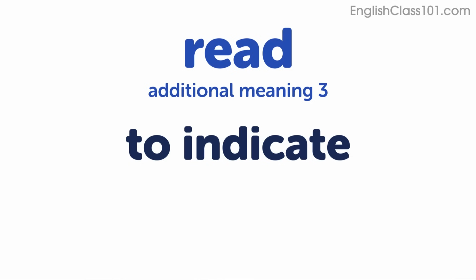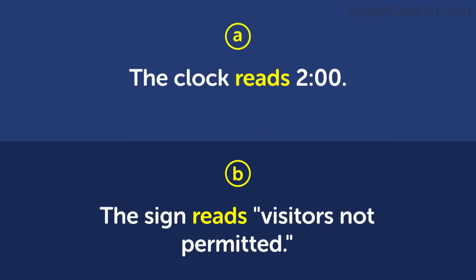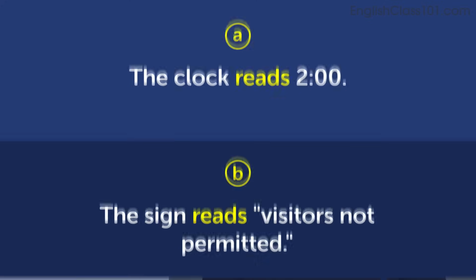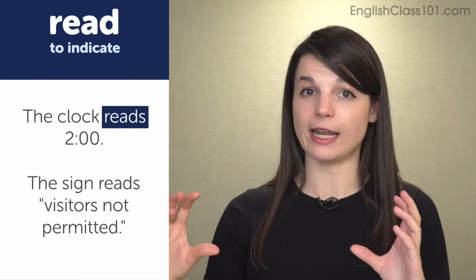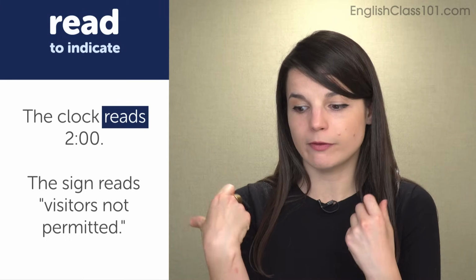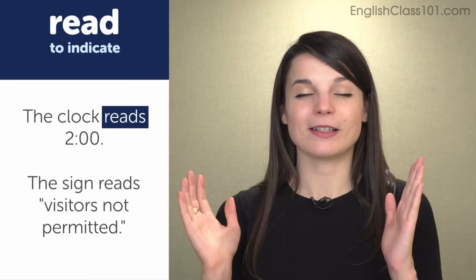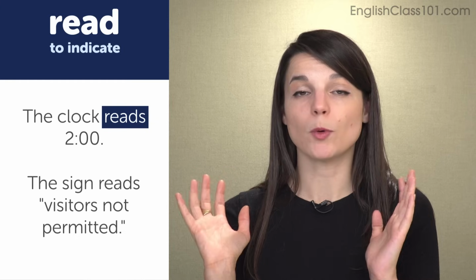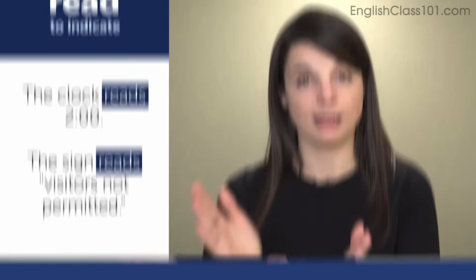Let's go to a third meaning of the verb read then. So we can also use read to mean to indicate something, as with signs or time. Let's look at some examples. The clock reads 2. The sign reads visitors not permitted. So here I'm using the present tense for both of these example sentences. The clock reads means the clock indicates 2 o'clock, or the clock says 2 o'clock. So when there's some indication, some sort of message from a sign, from a clock, from, I don't know, a bulletin board maybe, whatever, it's indication. We can use the verb read to talk about that. So the sign reads 2 o'clock. The sign reads visitors not permitted, to indicate.